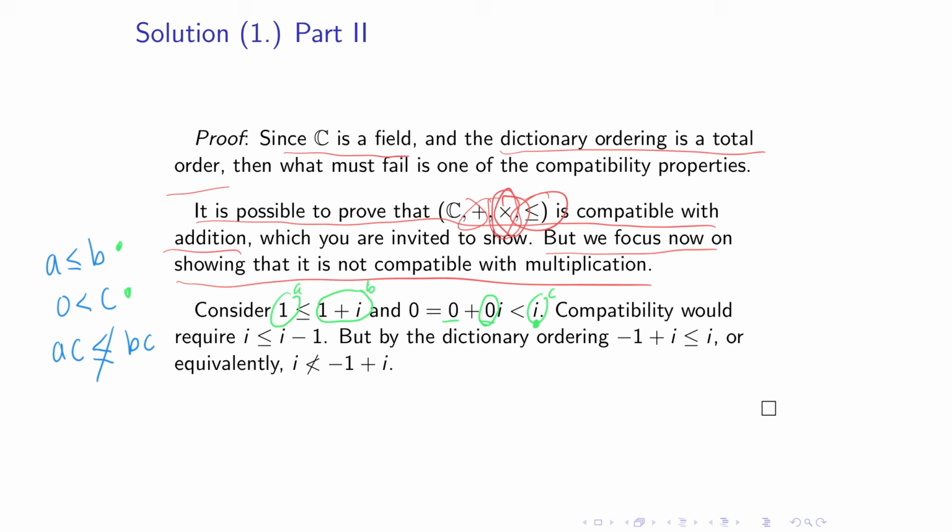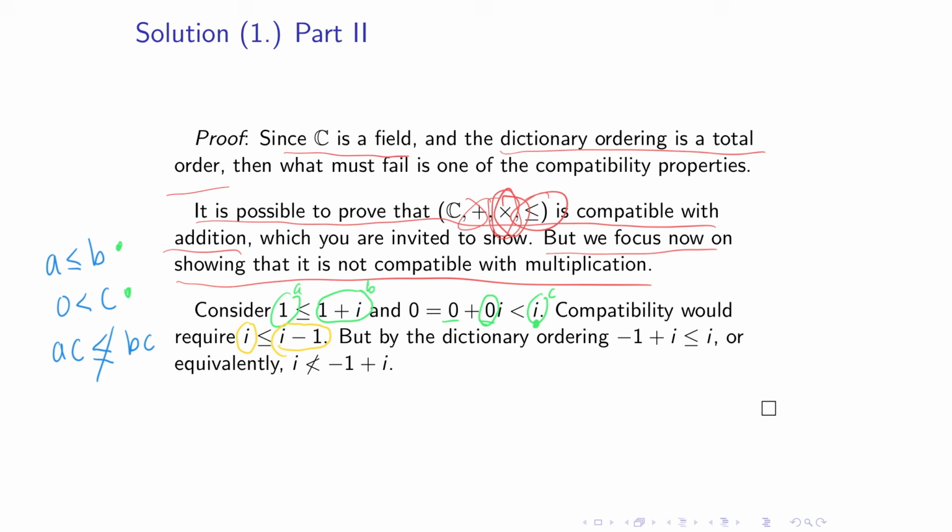And so I have my choice of A, B, and C. A is, in fact, less than or equal to B. C is, in fact, greater than 0. Now let's consider what happens when we multiply A by C. The multiplication of A by C is 1 times i, which is i. Then we also have to multiply B times C. So B times C is going to get us i minus 1, keeping in mind that 1 times i is i, but then i times i, that's i squared, which simplifies to negative 1.